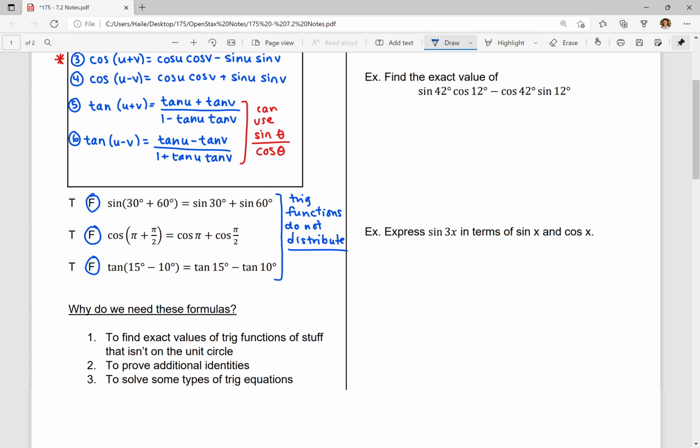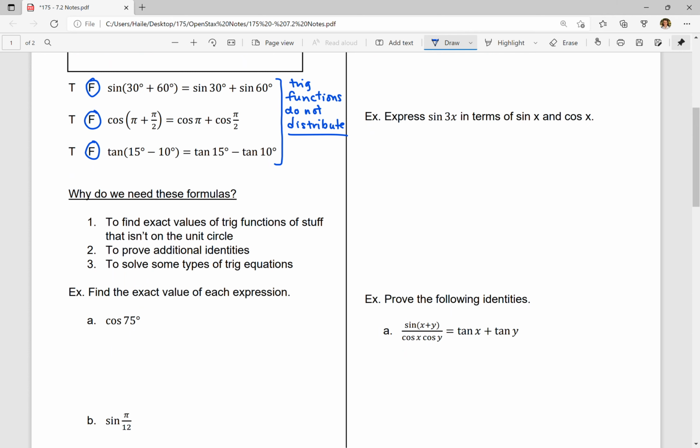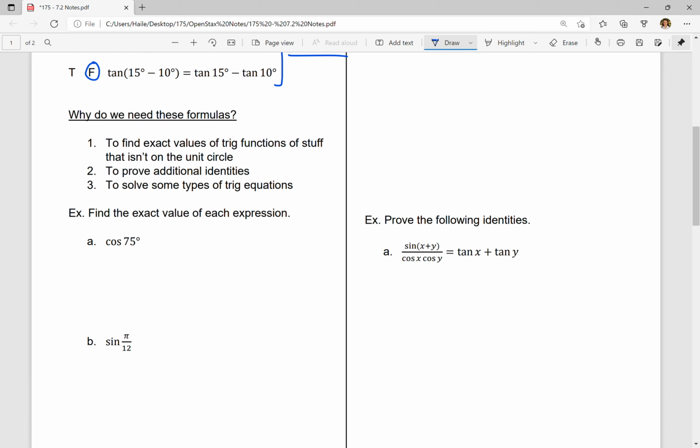Okay, so once again, why do we need formulas like this? Well, I kind of explained something before. You know, we have values of stuff on the unit circle, but there's plenty of other angles that are not on the unit circle, and you might ask, well, how can we find those values without a calculator? And so this is one of the ways we can do that. Taking combinations of stuff that we do know, we can find stuff that we don't know. And in addition, we can prove some additional identities, and then later in the chapter, not in this section, we'll be solving trig equations. So let's jump in and do some examples.